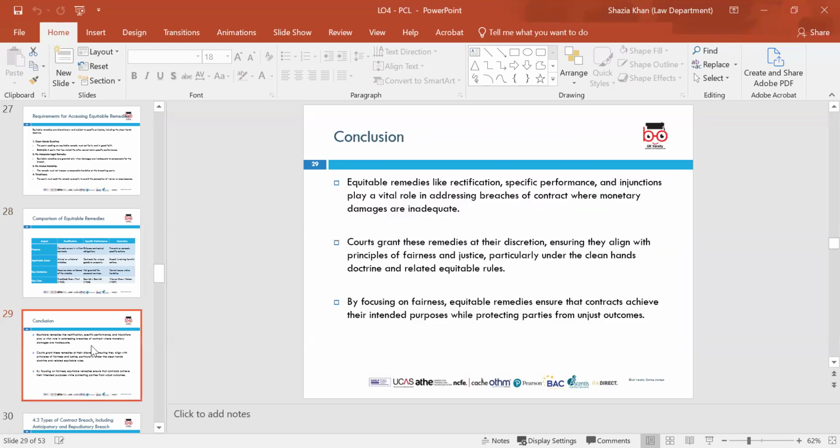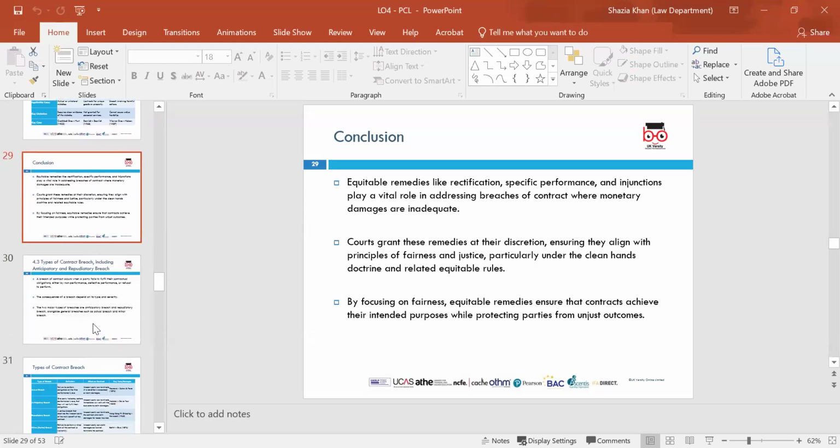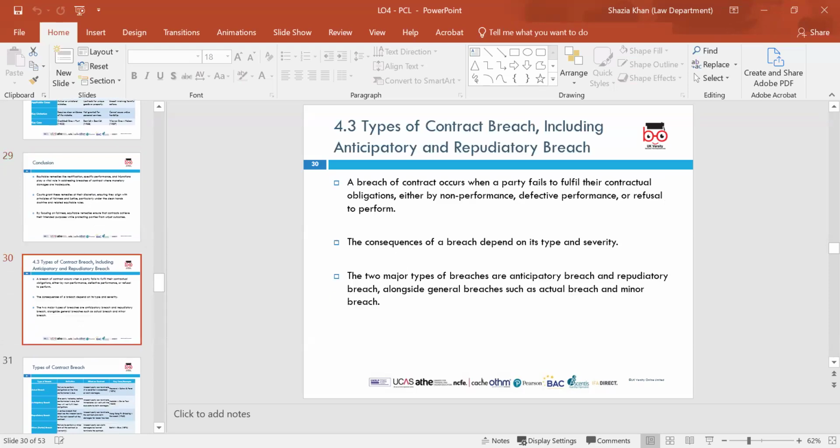So in conclusion, equitable remedies like rectification, specific performance, and injunctions play a vital role in addressing any sort of breaches of contract. Courts will grant these and be fair and just when granting them, and each equitable remedy is based on fairness and also intended to protect both parties as well.